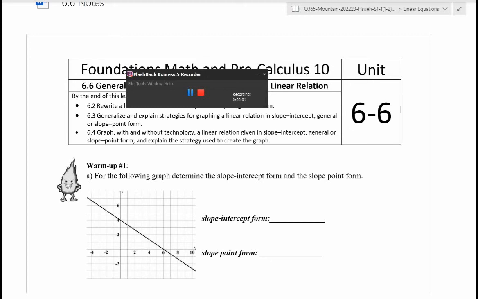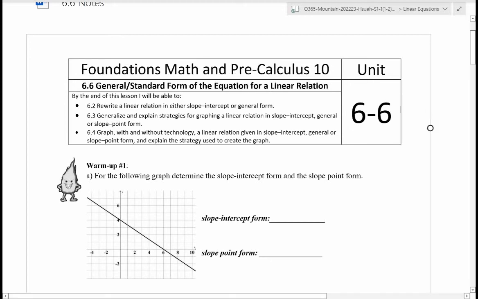All right, welcome back to the last lesson for Unit 6. We're going to be looking at the last form of a linear equation. And actually, there are two forms we are going to be looking at. They are quite similar, but a little different. They are the general and the standard form. So let's do a quick review.